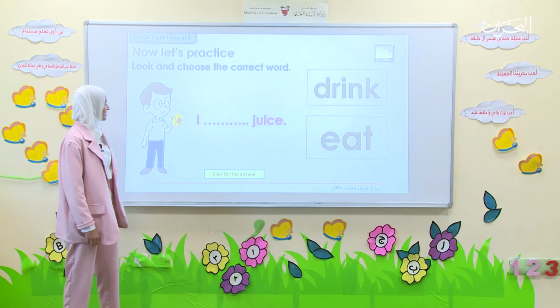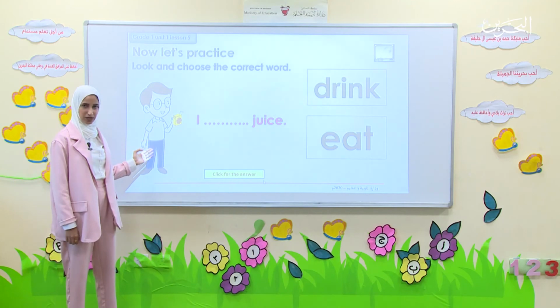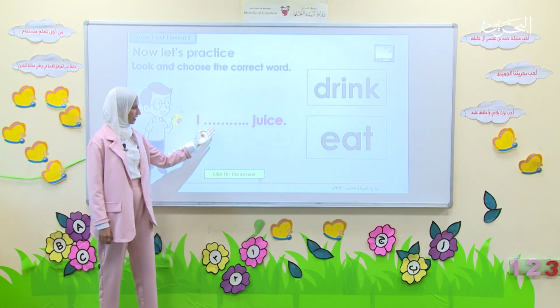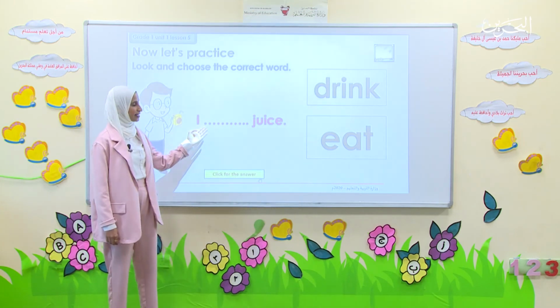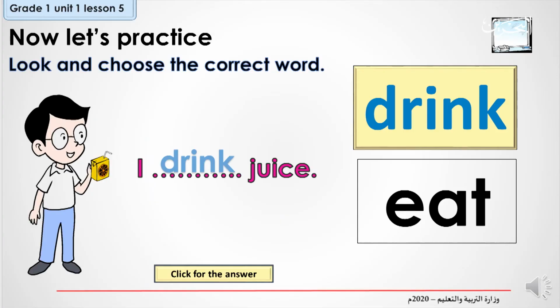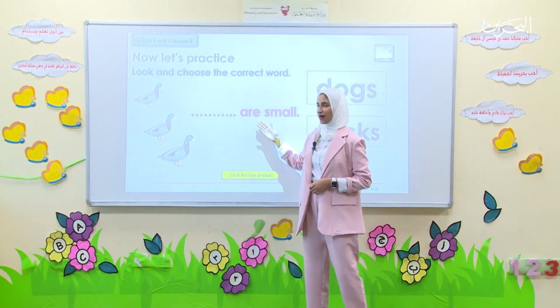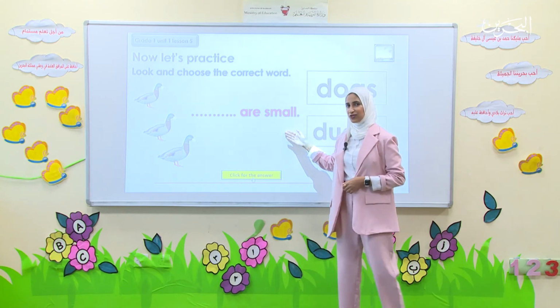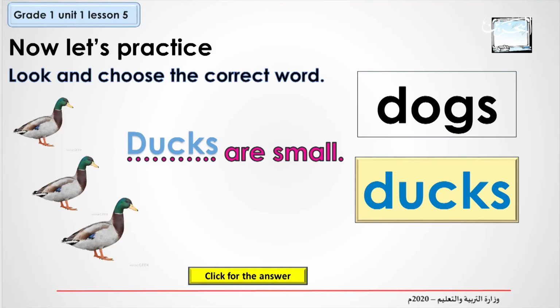In this activity, you have to look and choose the correct word. You have a picture, you have a sentence with a gap, and you have two words. I drink juice. I drink juice. Good job. Now look at this picture. Ducks are small. Choose dogs or ducks. Ducks are small. Excellent.